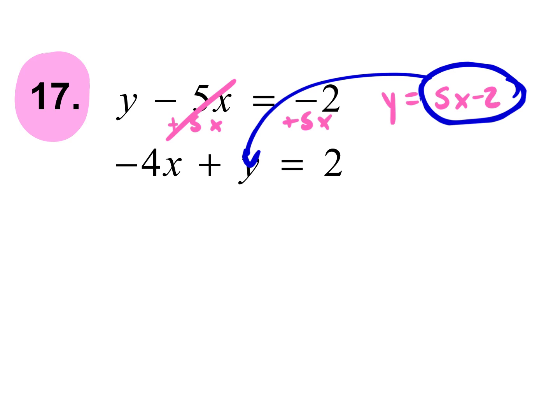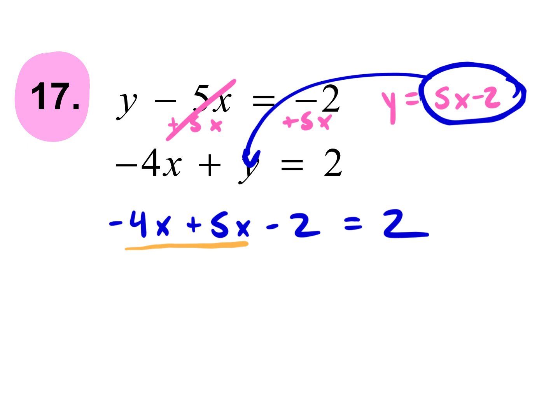Now that I have y equals, what can I do with that? Plug it into the y in the other equation. So now I have negative 4x plus 5x minus 2 is equal to 2. What can I do next? Combine like terms. So I can add my x's together. What's negative 4x plus 5x? x. So I have x minus 2 is equal to 2. We add 2 on both sides. So what does x equal? 4.